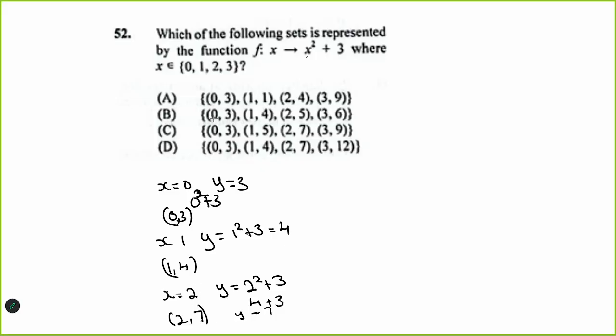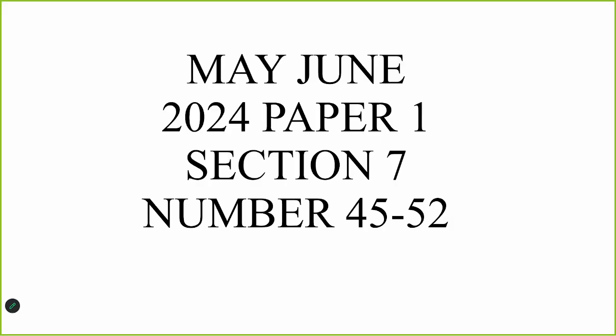Right? So I have 0, 3, 1, 4, 2, 7. We don't even have to do the last one because this is the only one that has that combination of 0, 3, 1, 4, and 2, 7. Right? The last one would be when x is 3, y will be equal to 12. Right? And that is the end of January 2025.